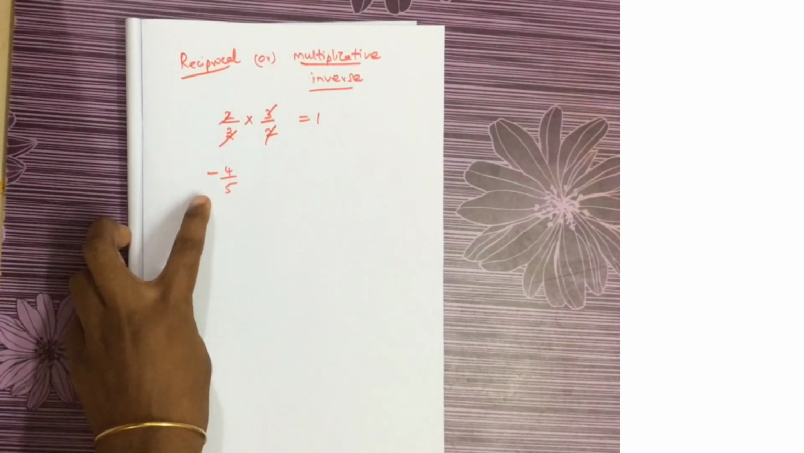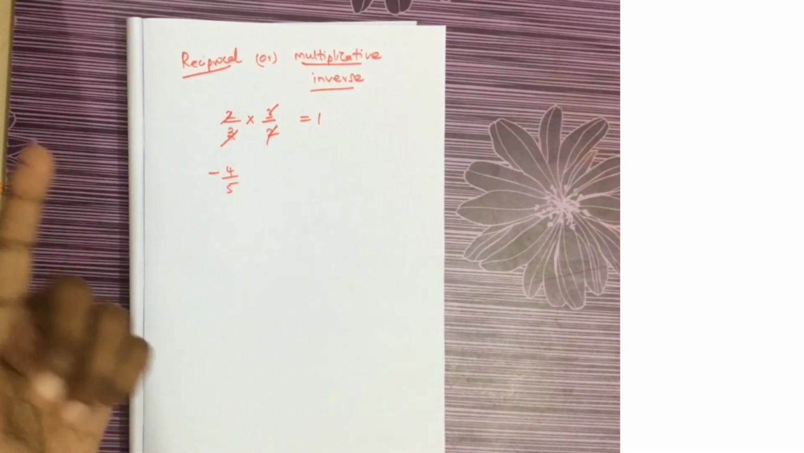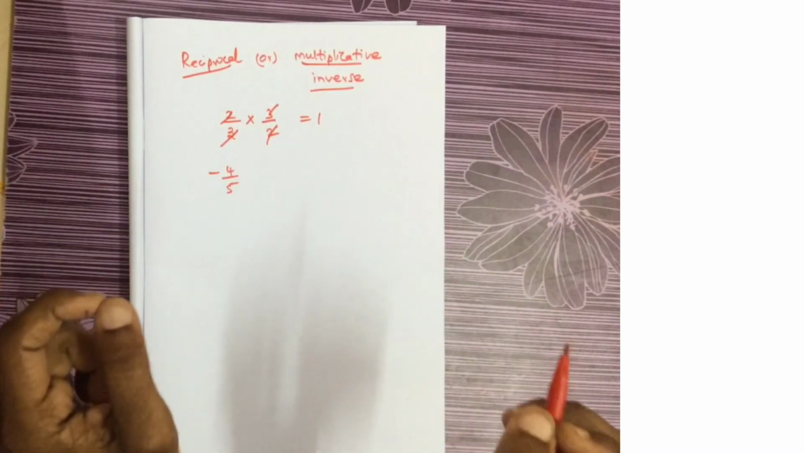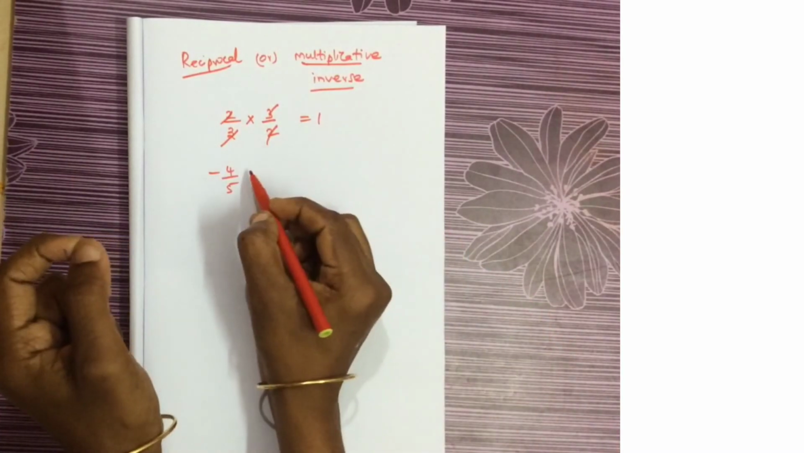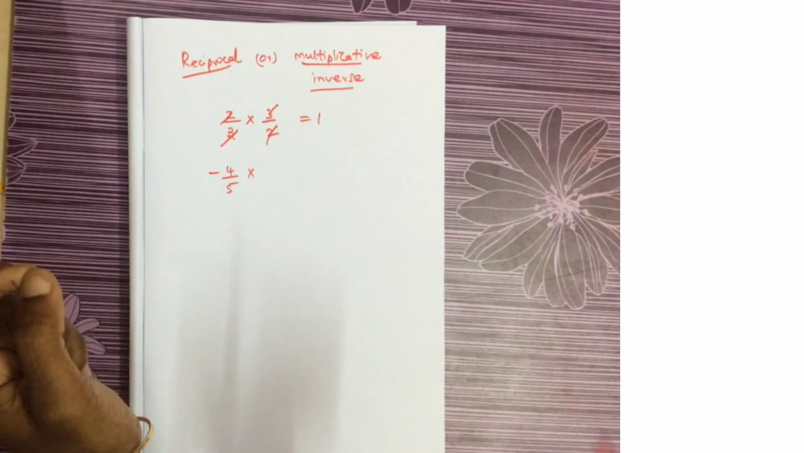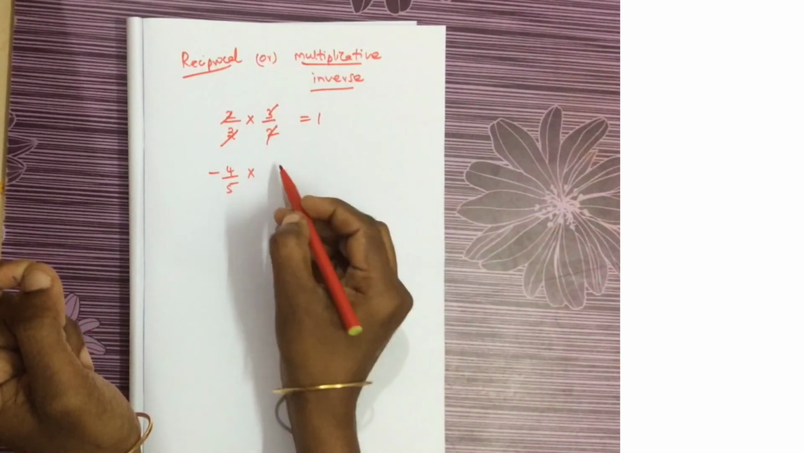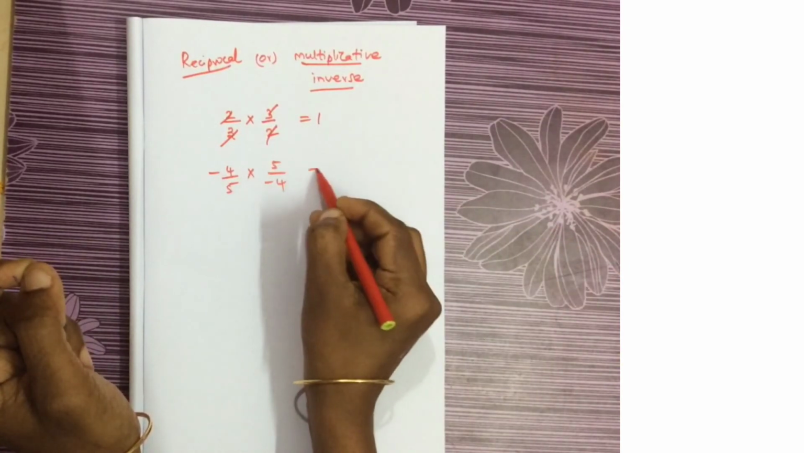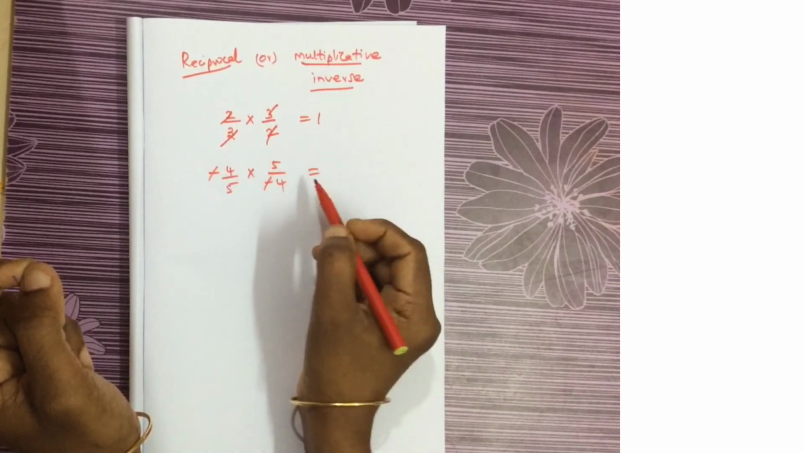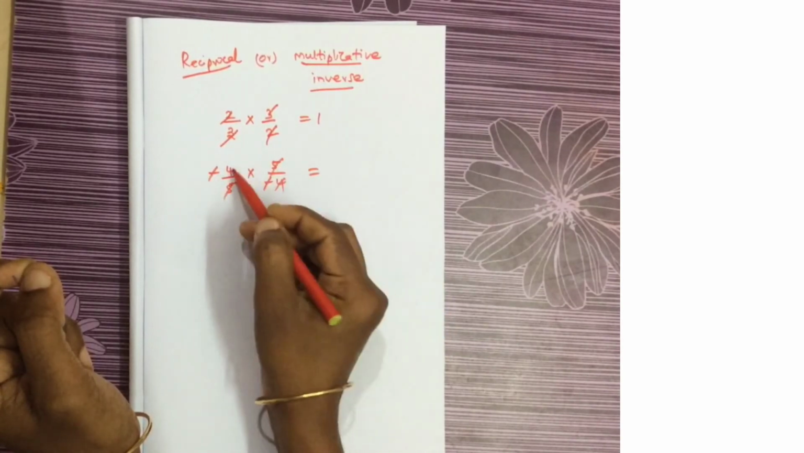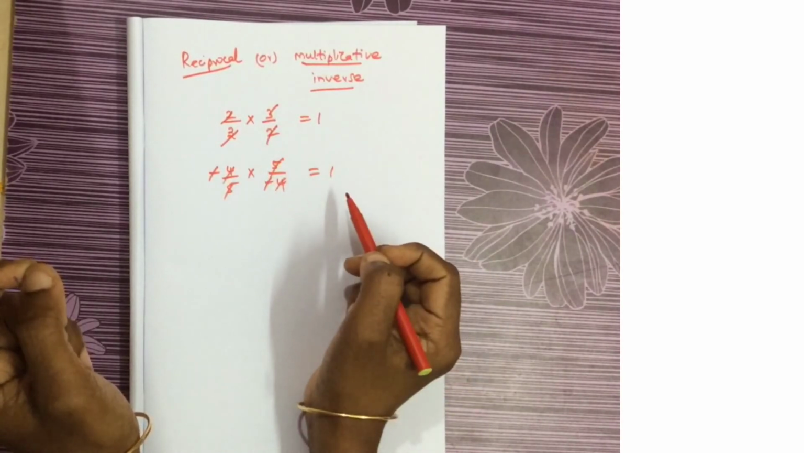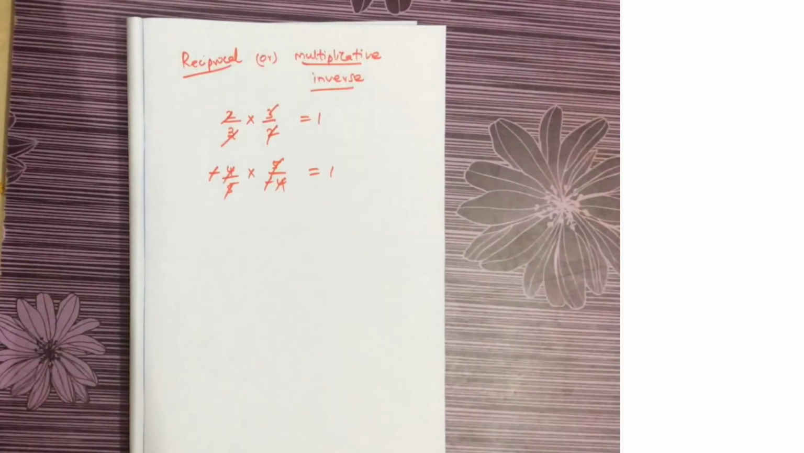Similarly, we can do it for another example, minus 4 by 5. What is the reciprocal of minus 4 by 5? You just have to change the numerator and denominator. The sign should remain the same. So 5 by minus 4, this minus and this minus get cancelled, this 2 will get cancelled, this 2 will get cancelled, you will get a 1. So this is called the reciprocal of a number. If you multiply a number with its reciprocal, you should get 1.